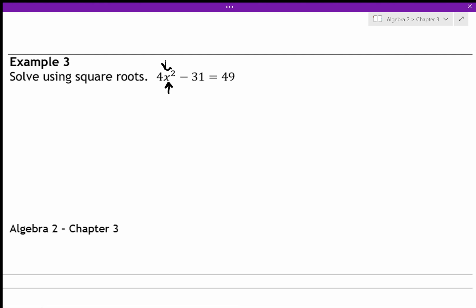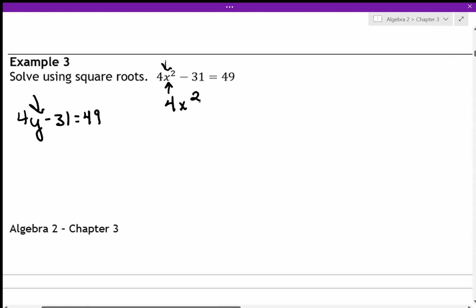So first off, I solve this problem as if it was 4y minus 31 equals 49. So I'm just going to get that variable piece alone. I'm going to add the 31 over, and I'm going to get 4x squared equals 80. Now I'm going to divide by 4, and I get x squared equals 20, right? 80 divided by 4 is 20. And then I take my square root, and I get x equals, and when we take a root, we always have to put a plus or minus in, equals the square root of 20.